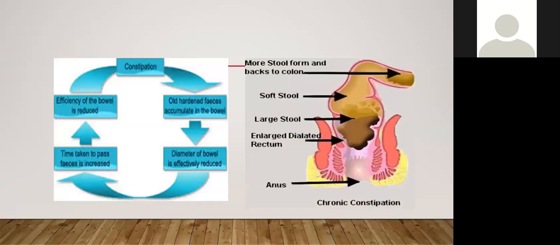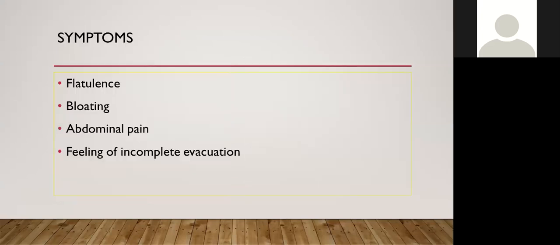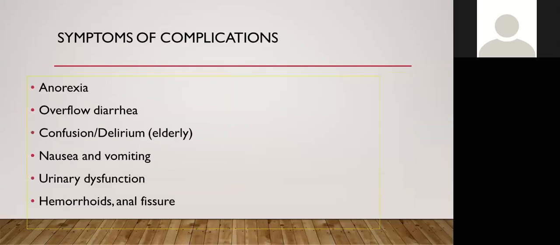Once a patient becomes constipated, the hardened feces accumulate in the bowel. The diameter of the bowel is reduced. When the diameter is reduced, the time taken to pass the feces is increased, and basically the efficiency of the bowel is reduced, and that will lead to constipation, which goes as a cycle. Next slide. Symptoms: patient can present with flatulence, bloating, abdominal pain, and feeling of incomplete evacuation. That is symptoms of constipation.